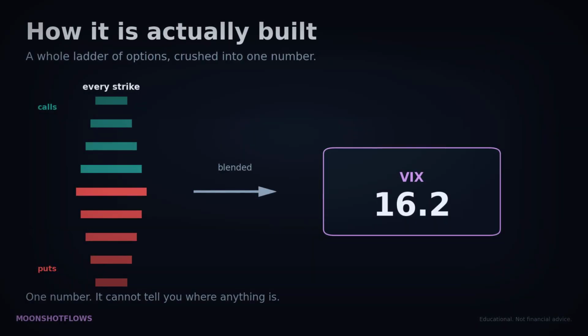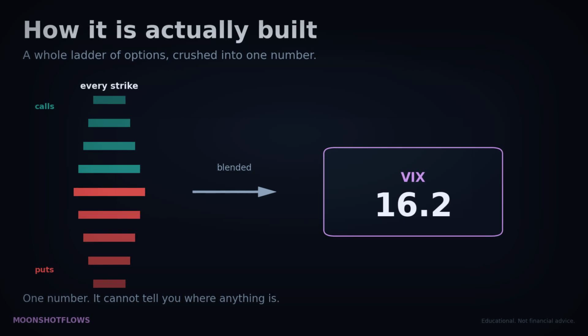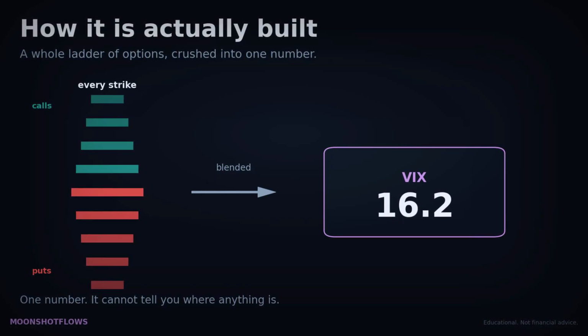So here's how the VIX is built. And this is the part that almost nobody explains. It doesn't take one option, it takes a whole ladder of options. Puts below the price, calls above it, and a long strip of them. Then it blends that whole strip into one number, and it weights them so that even the far strikes count. The deep crash puts, the far upside calls, all of it mixed into one number.